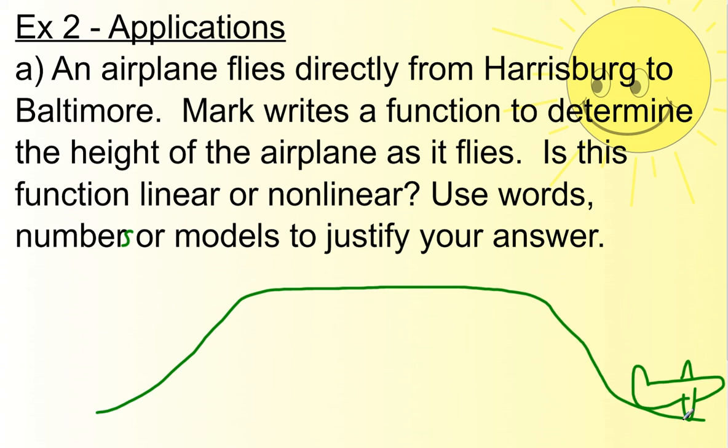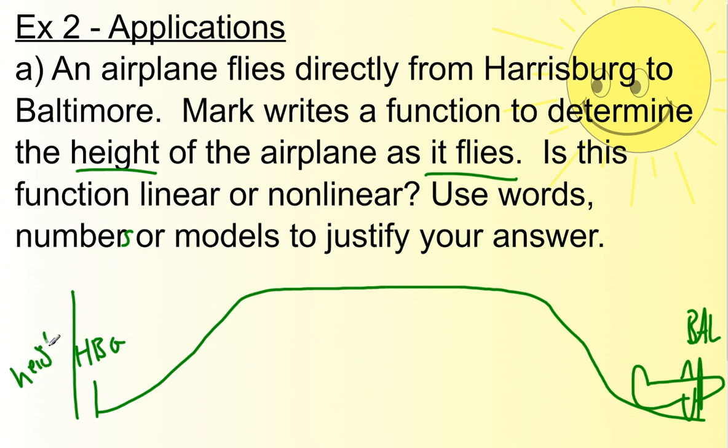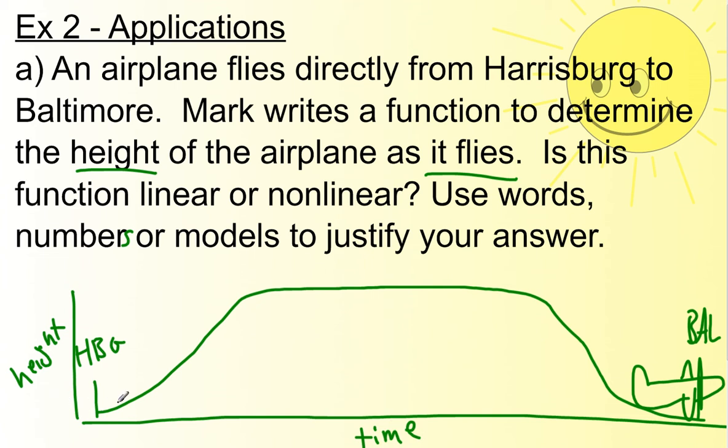So if he's writing a function that determines the height of the airplane as it flies, there's its height from Harrisburg to Baltimore, is that a linear function? Well, heck no. The height is changing. This is the height over time. So it's going to go up. It's going to probably level out for a little while, fly at whatever altitude they're going to choose to fly at before it goes in for a landing. So its height is going to be changing throughout the flight. It's not going to be like driving along the ground the whole time.